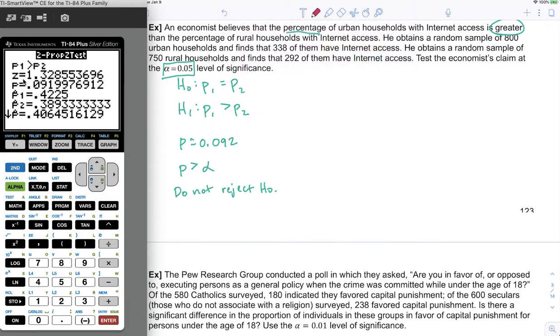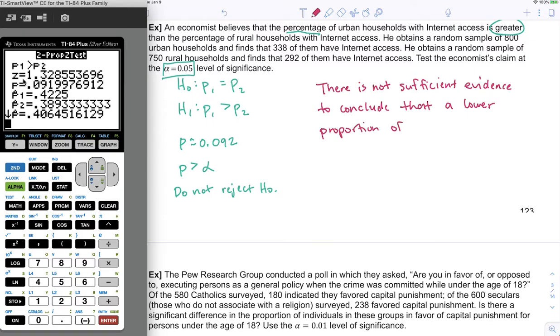So similar to the above problem, there is not sufficient evidence to conclude that a higher proportion of urban households have internet access than rural households.